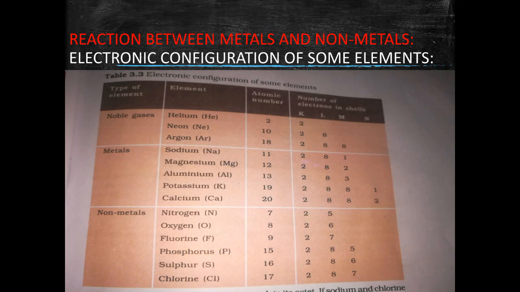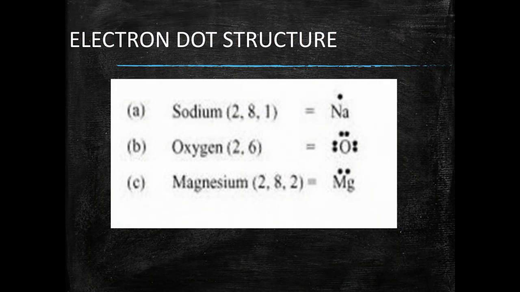It means it will be easier for a metal to lose electrons in comparison to a nonmetal. Metal loses electrons to gain stability, and this electron is received by nonmetals to complete its octet and form ionic bond. The next slide shows the electron dot structure of sodium, oxygen and magnesium. The number of dots around the symbol of the elements is equal to the number of electrons in valence shell. Sodium has 1, oxygen has 6 and magnesium has 2 electrons in its valence shell.